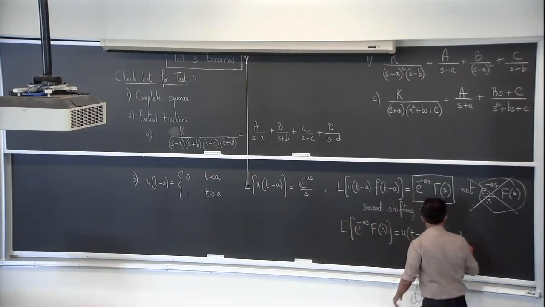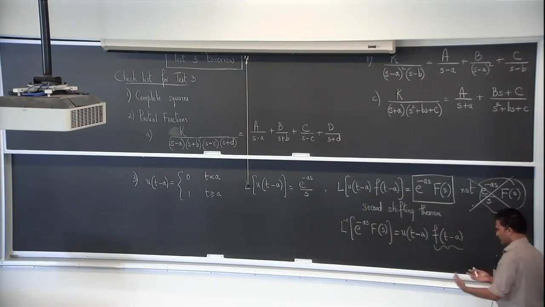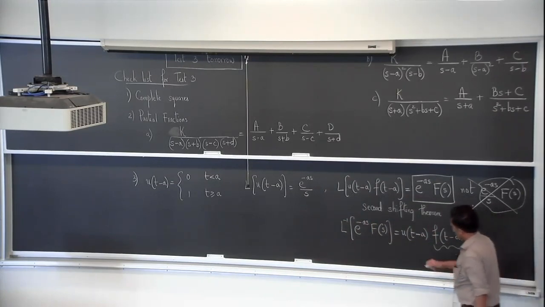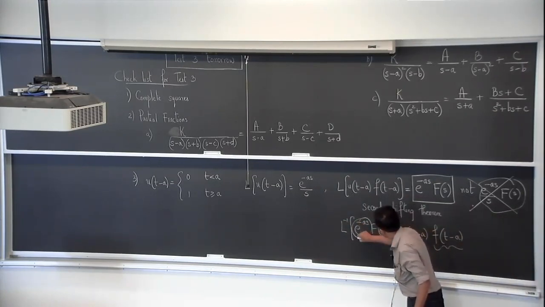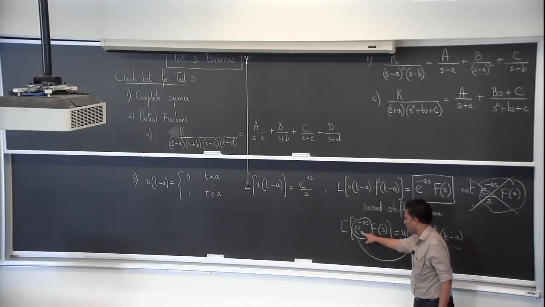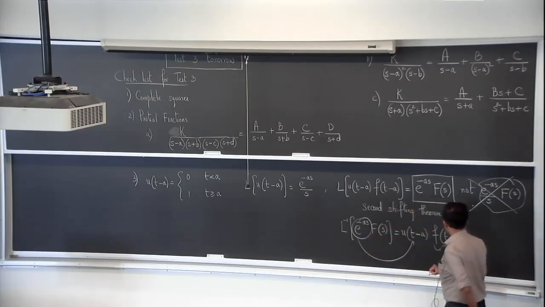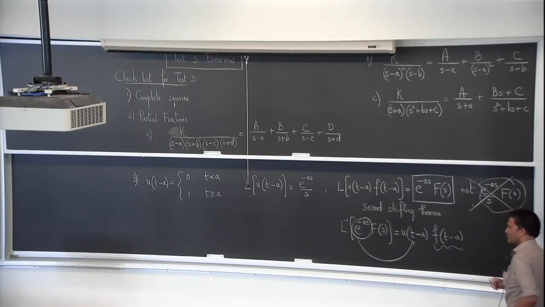Don't forget to shift this by a. I know it takes a little bit of getting used to. So this is a hint. Okay, so e becomes u whenever you have this term multiplying this Laplace transform, you need to shift your output by a. Okay.